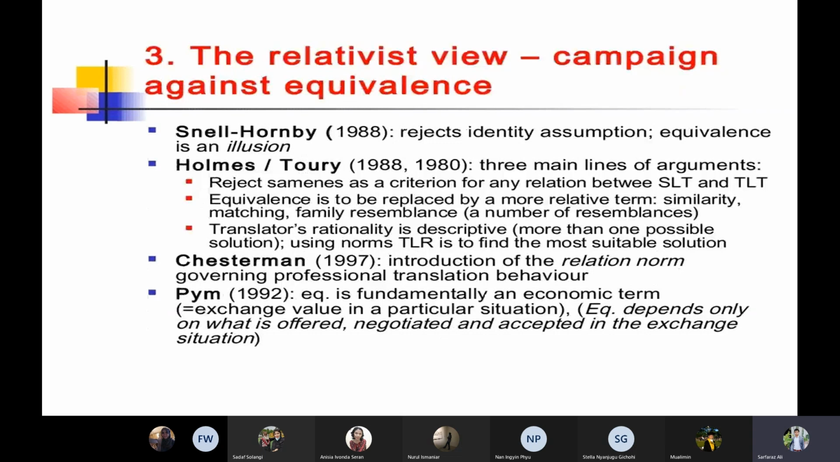And last was the relativist view, a campaign against equivalence in translation. Snell-Hornby in 1988 rejects the identity assumption, calling equivalence an illusion. Other scholars also give different views about the relativist view, written in front of you. Churchman says in his statement that the relativist view introduced norms governing professional translation behavior. Actually, the relativist view was totally rejecting the concept of equivalence.